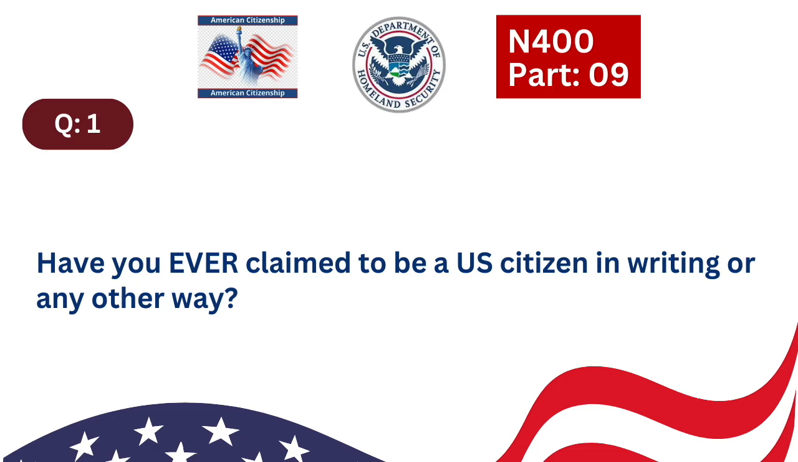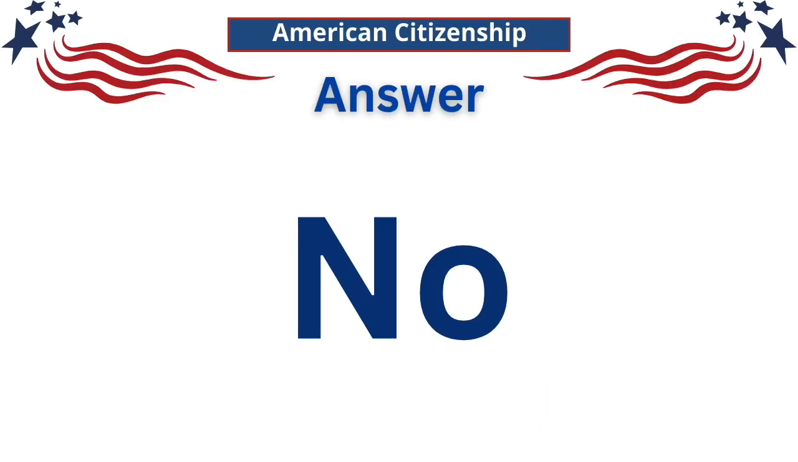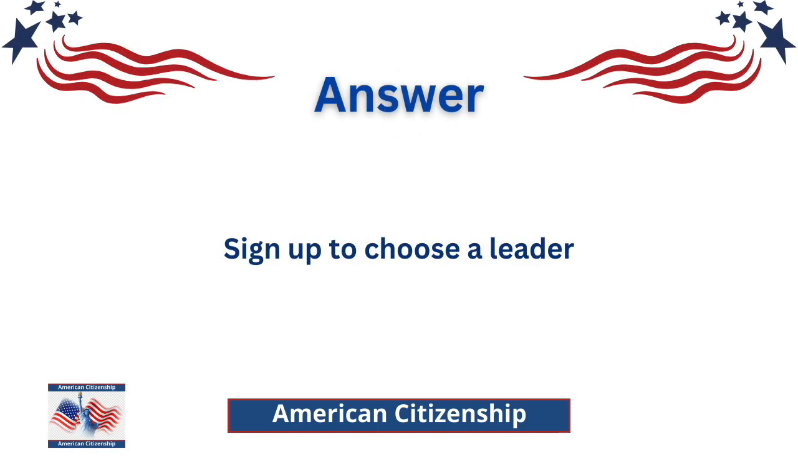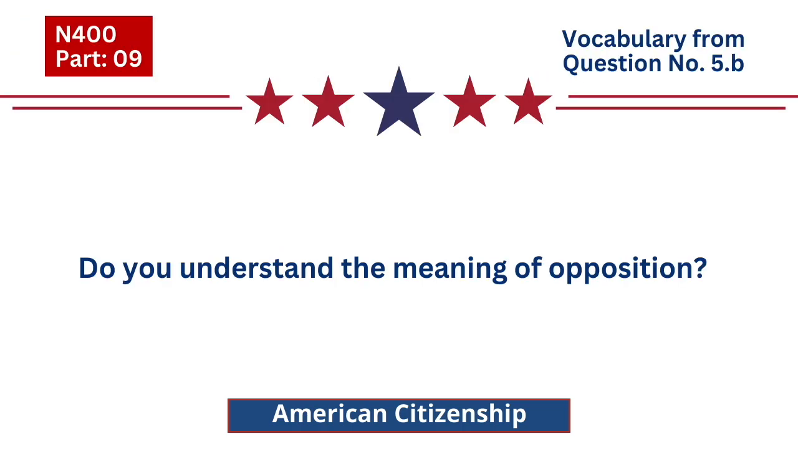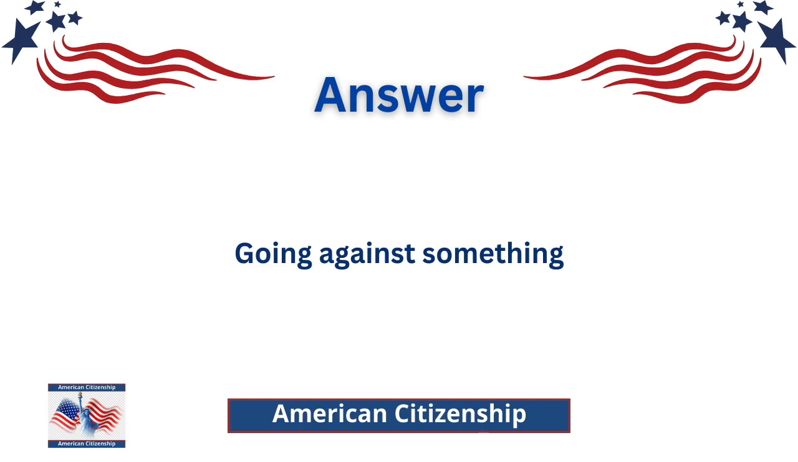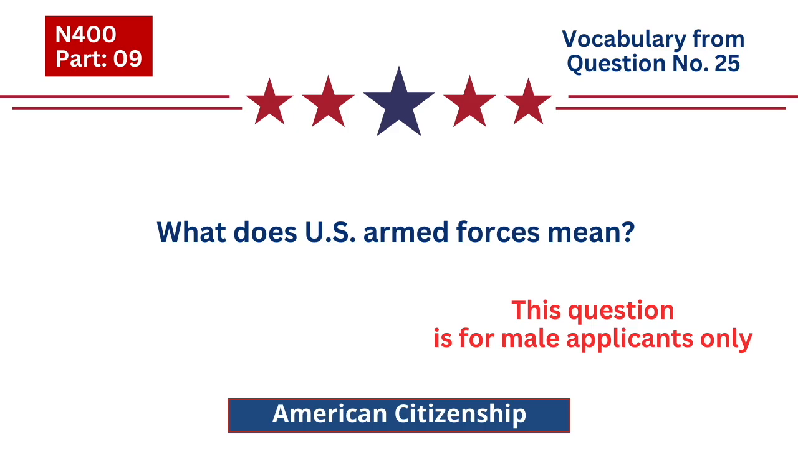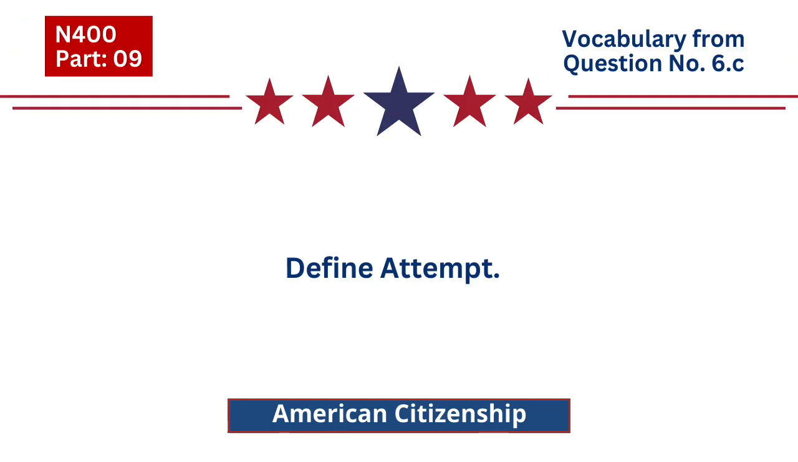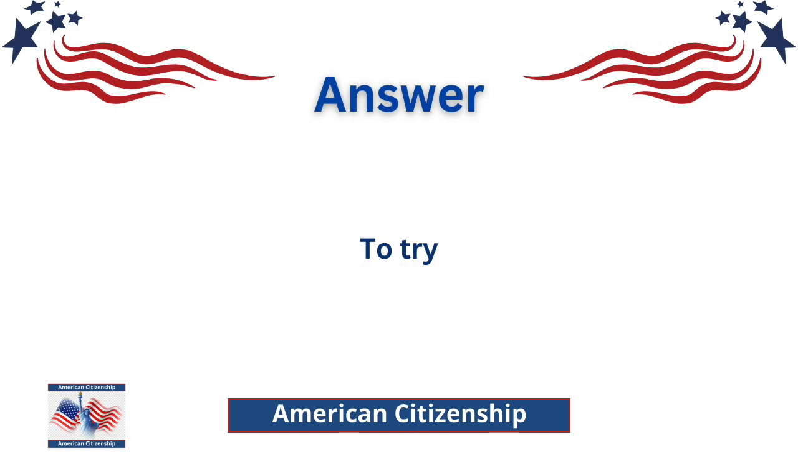Have you ever claimed to be a US citizen in writing or any other way? No. What is registered to vote? Sign up to choose a leader. Do you understand the meaning of opposition? Going against something. What does U.S. Armed Forces mean? U.S. Army, Navy, Air. Define attempt. To try.